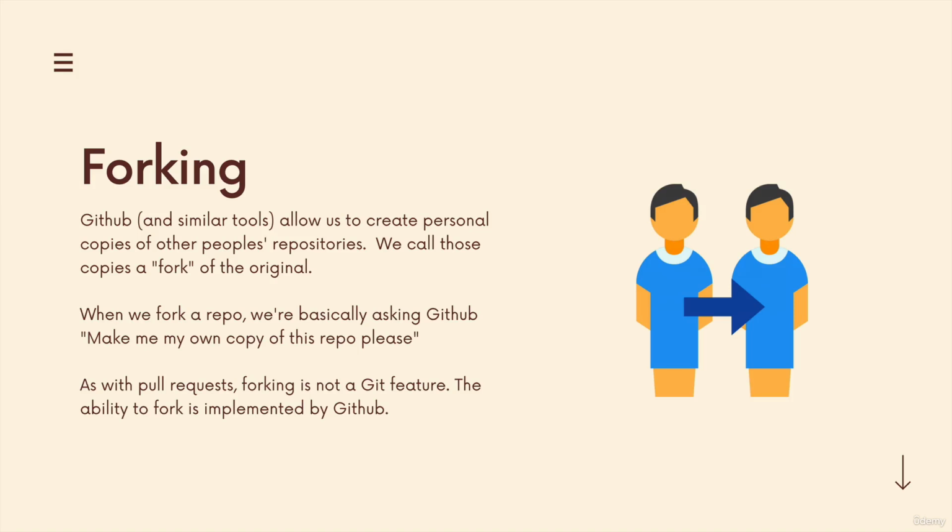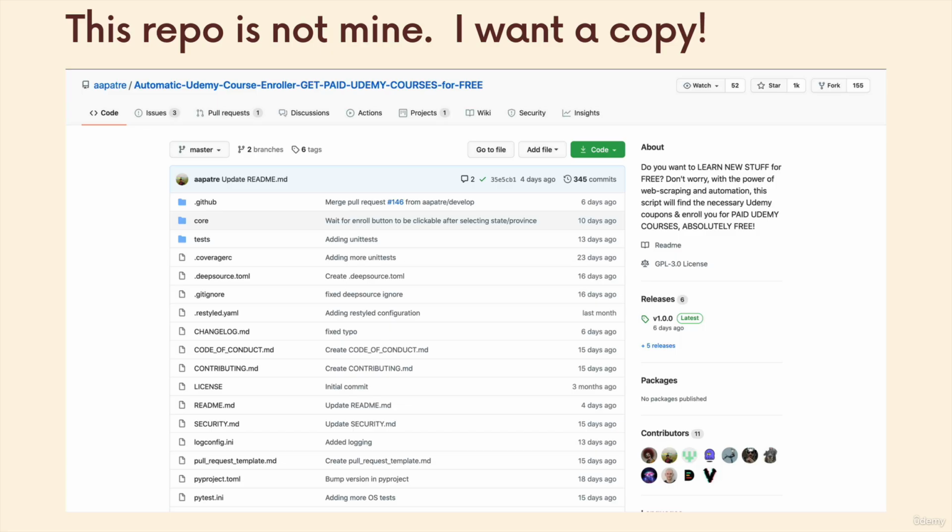So now I'm going to demonstrate forking and cloning, because all that forking does is it makes us a copy of a GitHub repo on our GitHub account, right? It just makes a copy that we have access and permission to do whatever we want with. But that doesn't mean we have it on our machine.